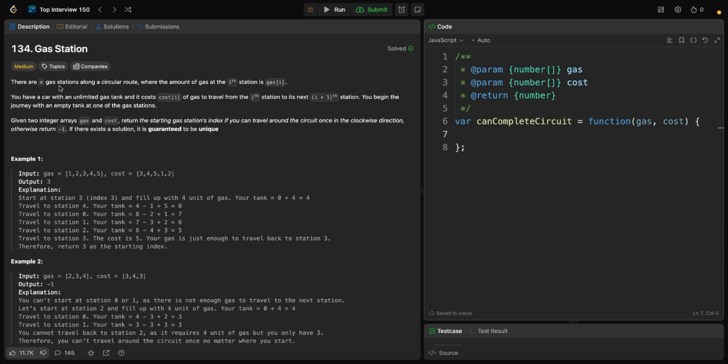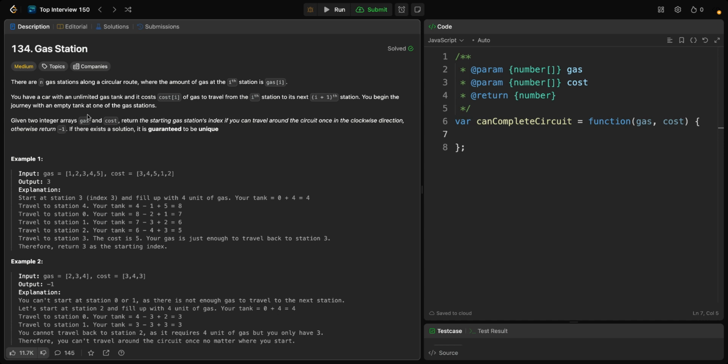There are n gas stations along a circular route, where the amount of gas at the ith station is gas[i]. You have a car with an unlimited gas tank, and it costs cost[i] of gas to travel from the ith station to its next, i plus one, station. You begin the journey with an empty tank at one of the gas stations.